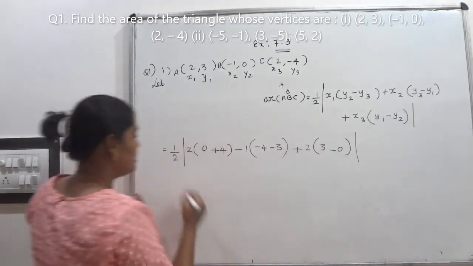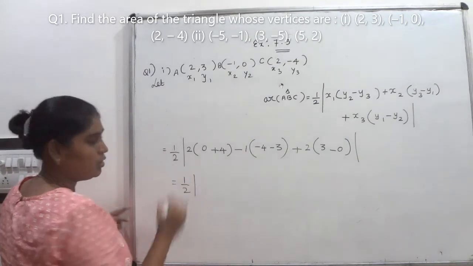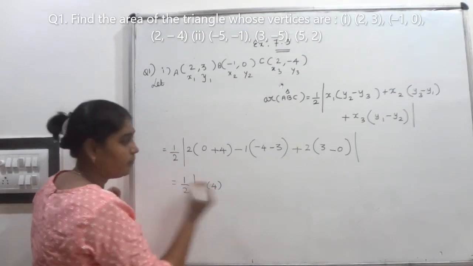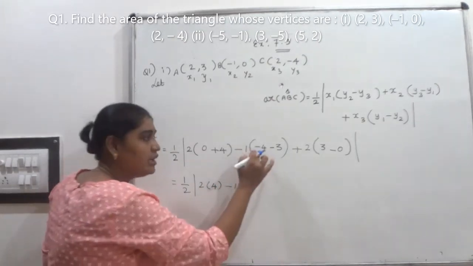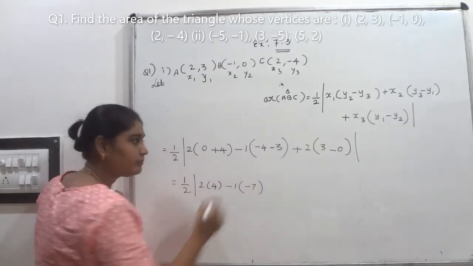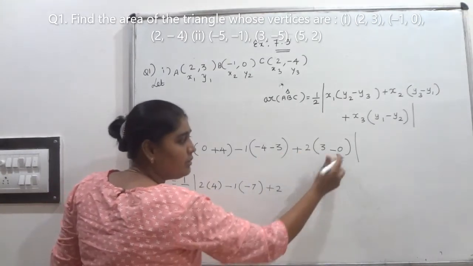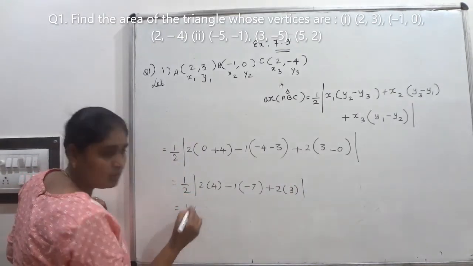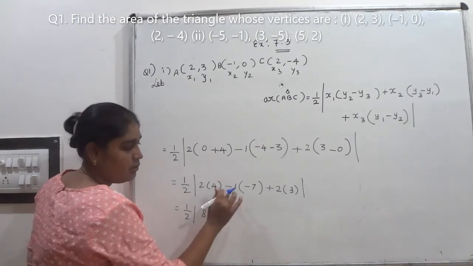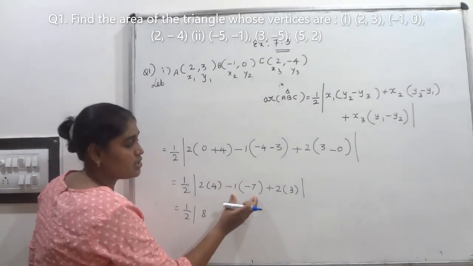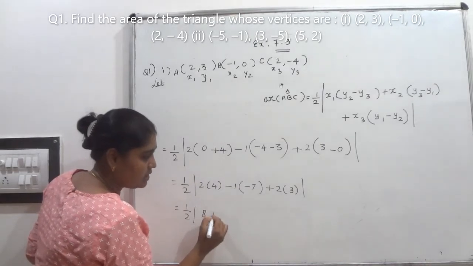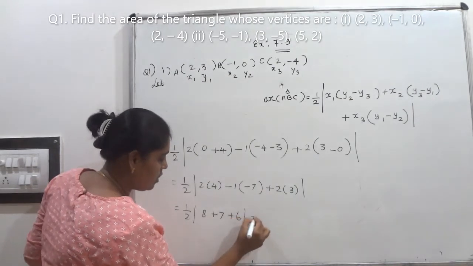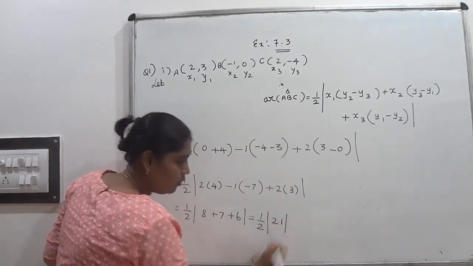0. Close the modulus. Half into modulus 2 into (0 plus 4), or what is it? Plus 4. Minus 1 into (minus 4 minus 3), that is minus 7. Plus 2 into (3 minus 0), that is what? 3. Close the modulus. I did here half into 4 into 2, what is that? 8. Minus 1 into minus 7, these are in multiplication. Minus 1 into minus 7, that is plus 7. 2 into 3, that is 6. So altogether you will get 21.